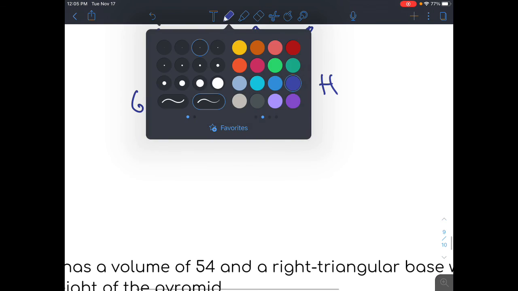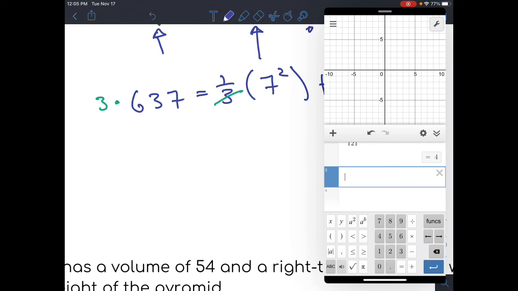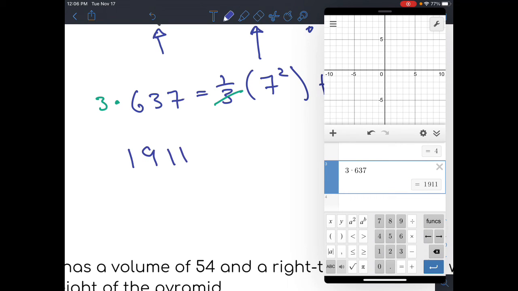Okay, so now it's algebra. Solve for the unknown. I'm going to start by multiplying both sides by 3 to cancel out that 3 right there. And then I'm going to write out my work. So let's see, what is 3 times 637? And I get 1,911 is equal to 7 squared times h.